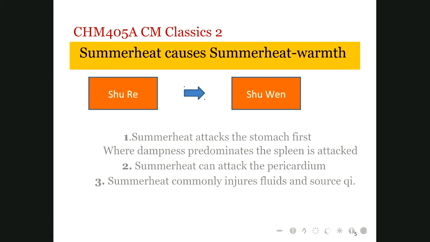Especially if you have a pre-existing weak spleen, any kind of stomach effect in summer will affect the spleen and stomach both simultaneously. Summer heat can also attack the pericardium, due to the nature of summer being fire. The pericardium is also governed by the element of fire. Fire attracts the fire element, causing very bad unconsciousness, convulsion, and emotional disturbance.